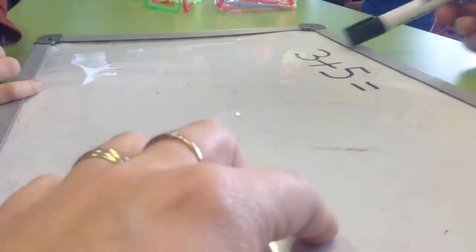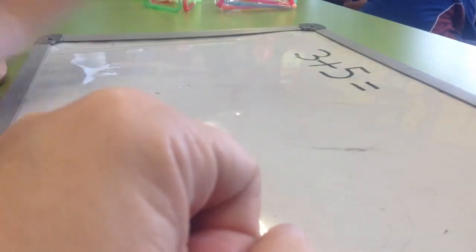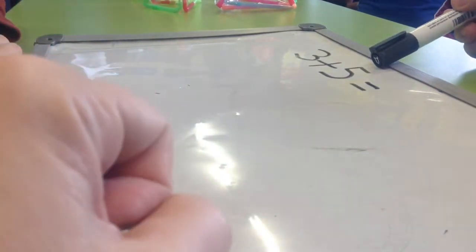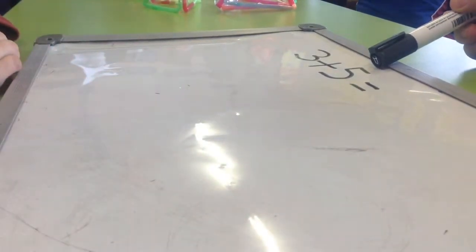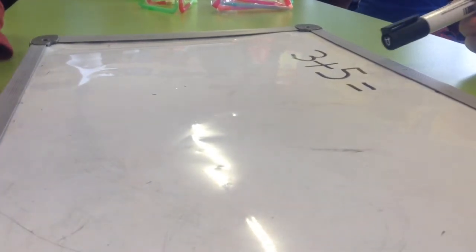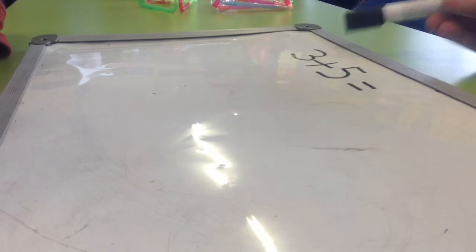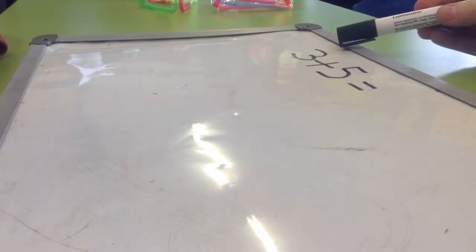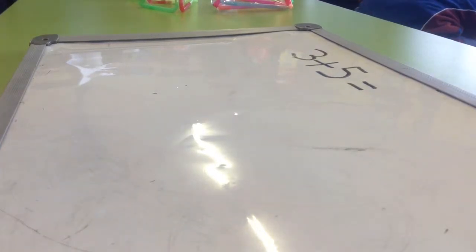When you look at a problem like that, which one's the bigger number? 5. So what you're going to do is grab that number, say 5, and put it in your head, up here with your hand. Okay, so what number's in your head? 5. And how many more do we have to count on? 3 more? Yep, okay, so hold that thought for a minute.